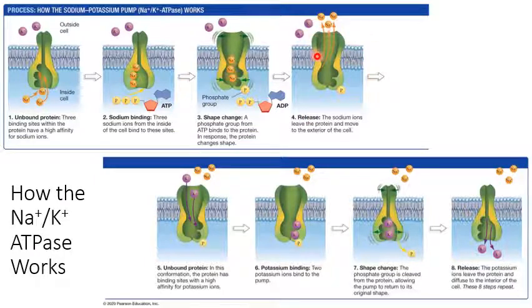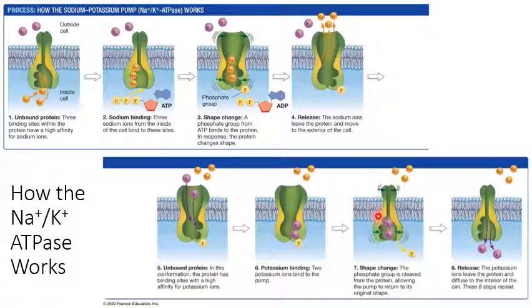Now the pump is open to the outside of the cell. And a couple of potassium ions are going to come in, and there's a couple little pockets in here that are specially shaped for potassium ions to bind. So these potassium ions are going to come in and bind that little pocket. When they bind the pocket, that's going to trigger a conformational change, and that's going to kind of reset the shape of this pump. So now it's going to close on the outside and reopen on the inside.